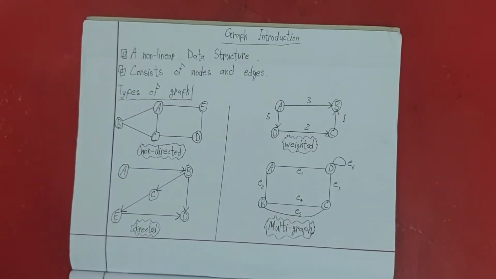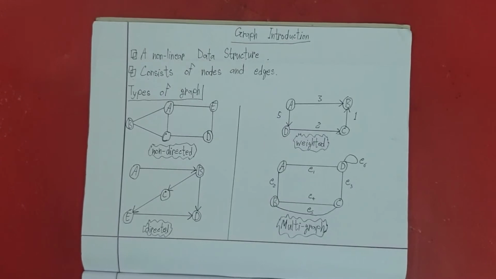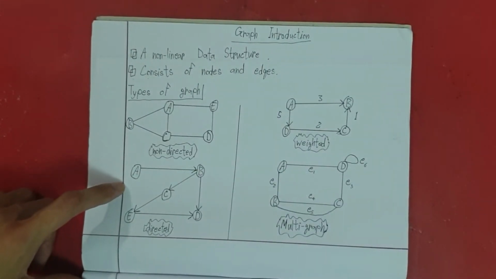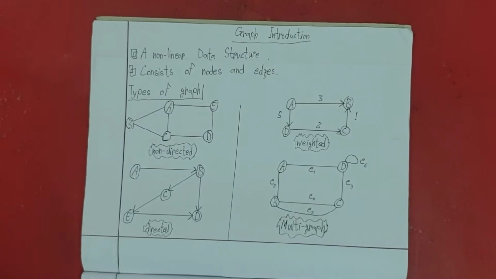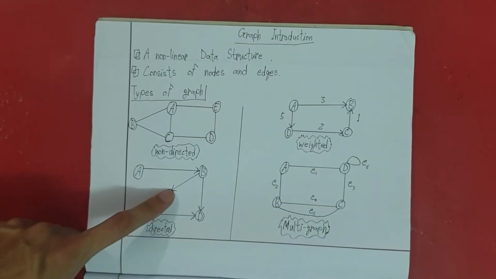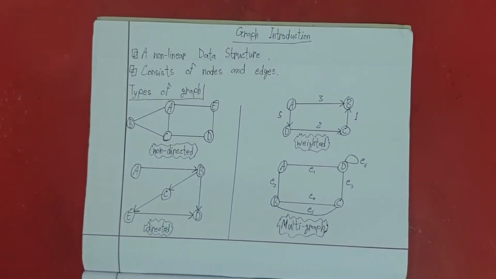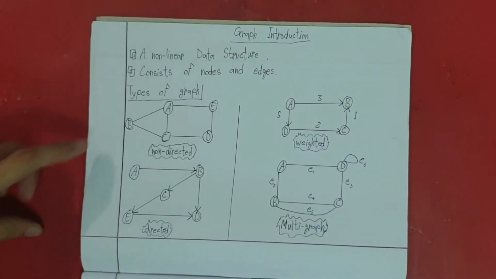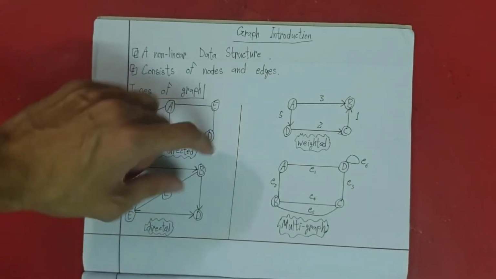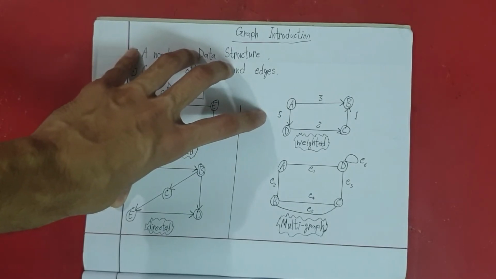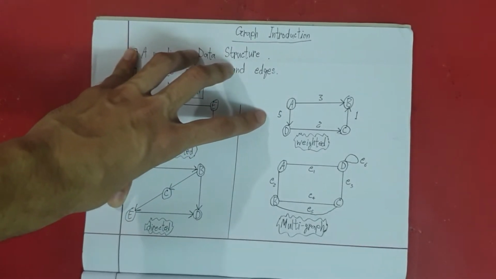As we can see, there are differences. In the directed graph, there is direction from one vertex to another vertex, which we don't have in the non-directed graph. We can also call it a simple graph. Then we go to the weighted graph. Weighted graph is also a directed graph. It shows the cost of going from one vertex to another.